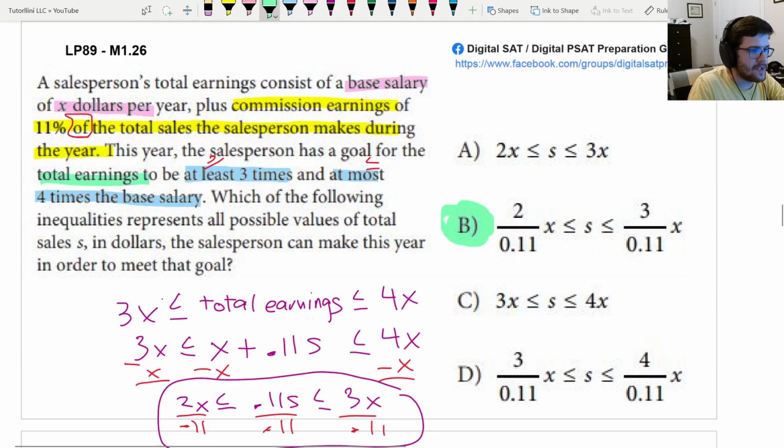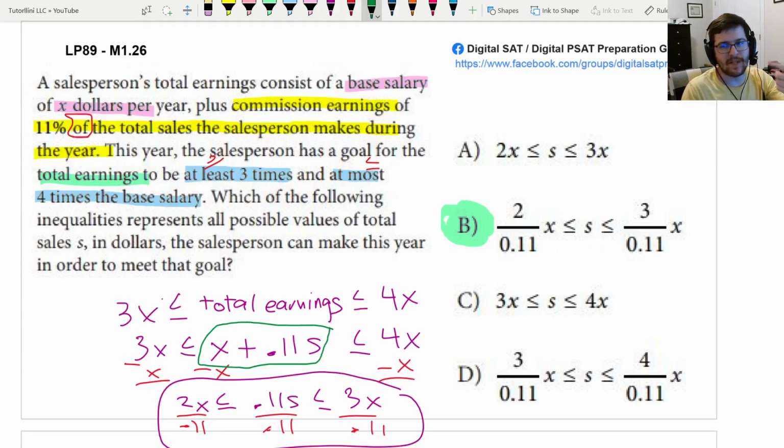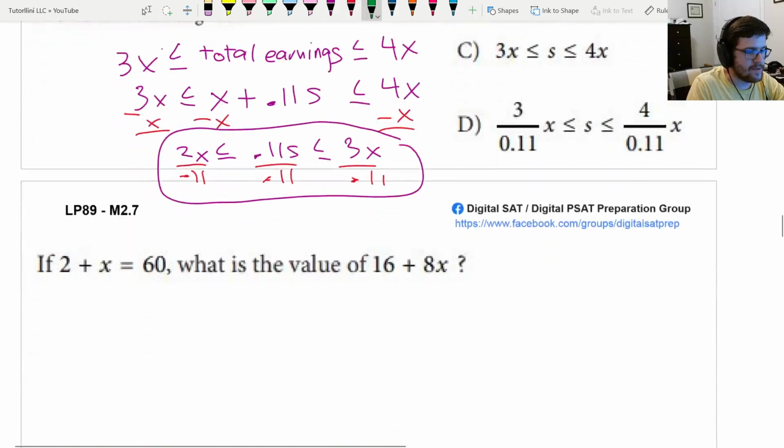Anyway, so let's just go over this again. 3 times and 4 times the base salary. That's how we got the 3x and the 4x. And then this part in the middle came from the first sentence. The total earnings is the base salary plus the 11% of the sales. Of tells you, percent of tells you to multiply. So 0.11 times s. Then it just becomes algebra. Great, let's keep going.